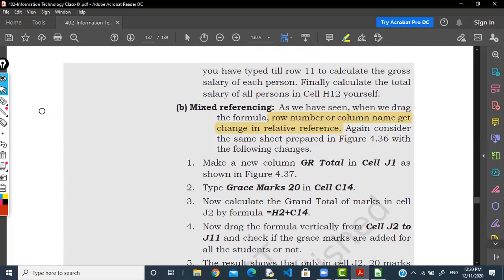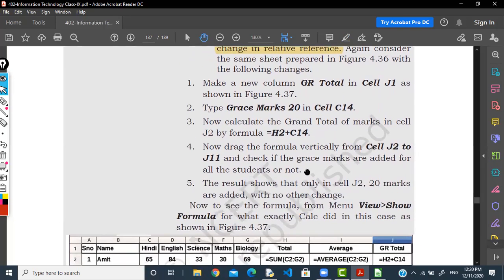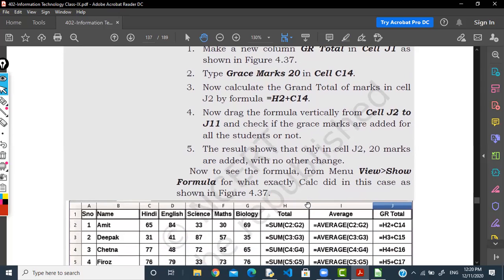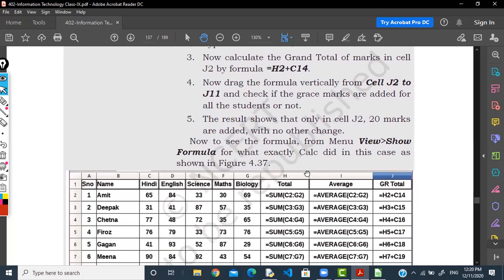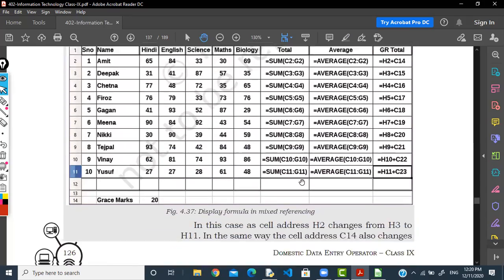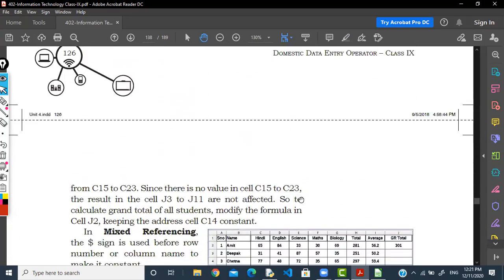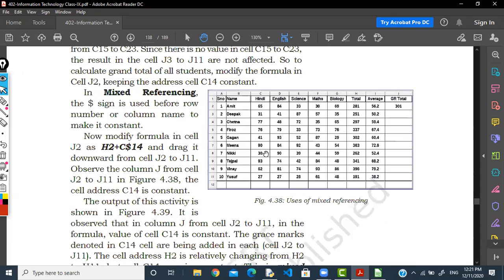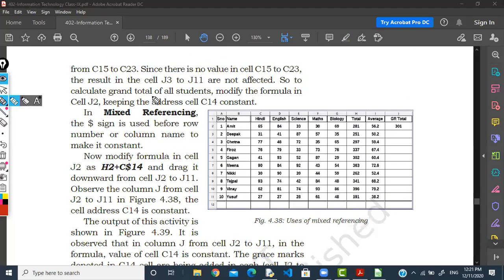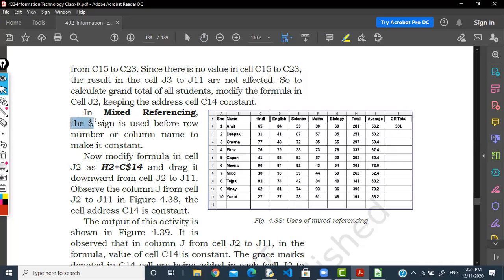So how is it possible? It is possible with the help of the concept of absolute. The absolute concept is going to mix with the relative concept. In mixed cell referencing, what are we using? We are using the dollar sign, either before the row number or before the column number.